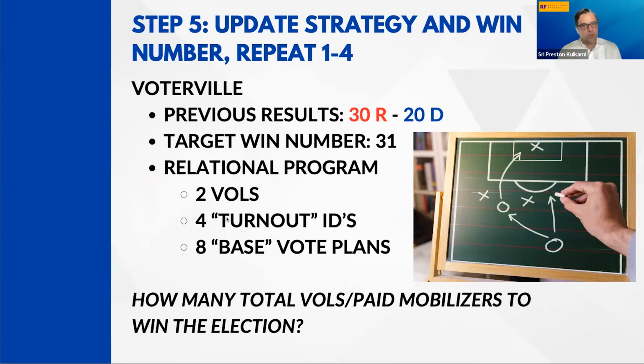Now, this is the part where you update your strategy and your win number. So there's a couple different ways that you can get there, right? So from here, you could either just say, all right, I know I'm going to get 12 votes for my relational program, and I got to get 31 votes. So I need 19 votes for my ad program.